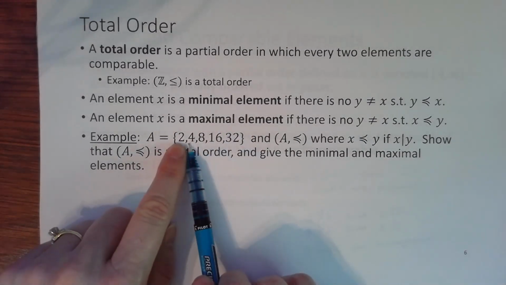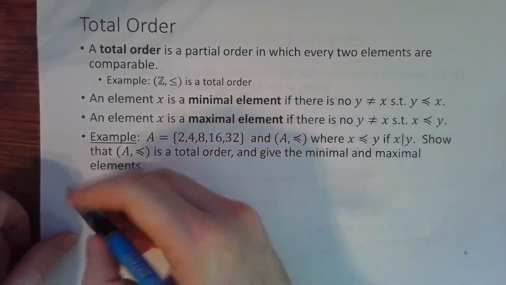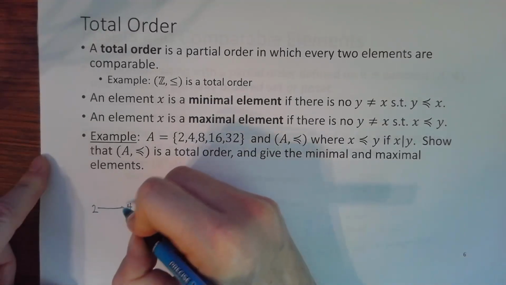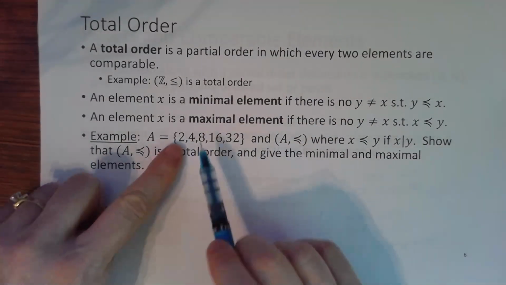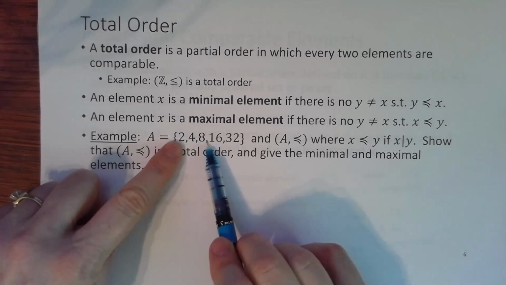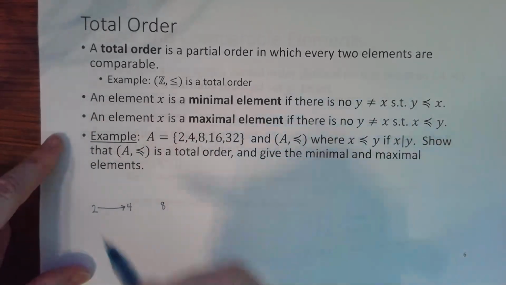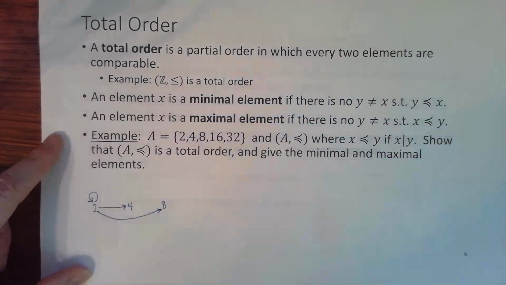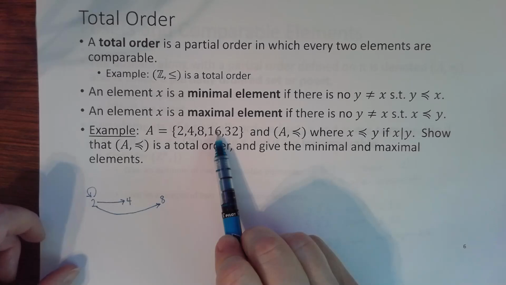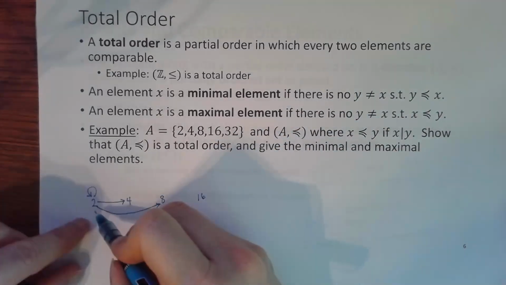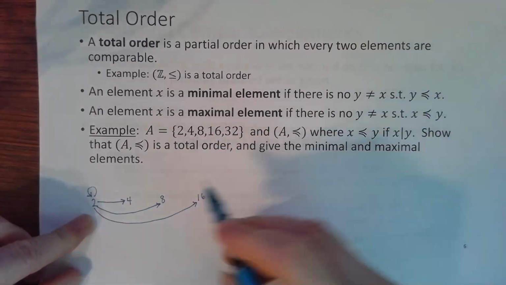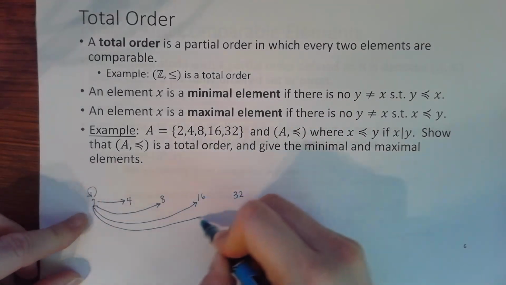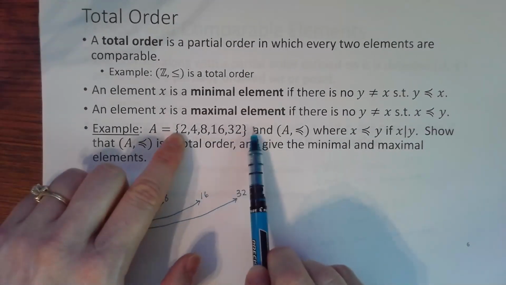Are 2 and 4 related? Yes, 2 divides 4, so there would be an edge from 2 to 4. Is 2 related to 8? Yes, 2 divides 8, so I could put an edge from 2 to 8. Oh, I forgot 2 to itself. 2 divides itself. Is 2 related to 16? Yes, 2 divides 16. 2 and 32? Yes, 2 divides 32. So 2 is related to everything.